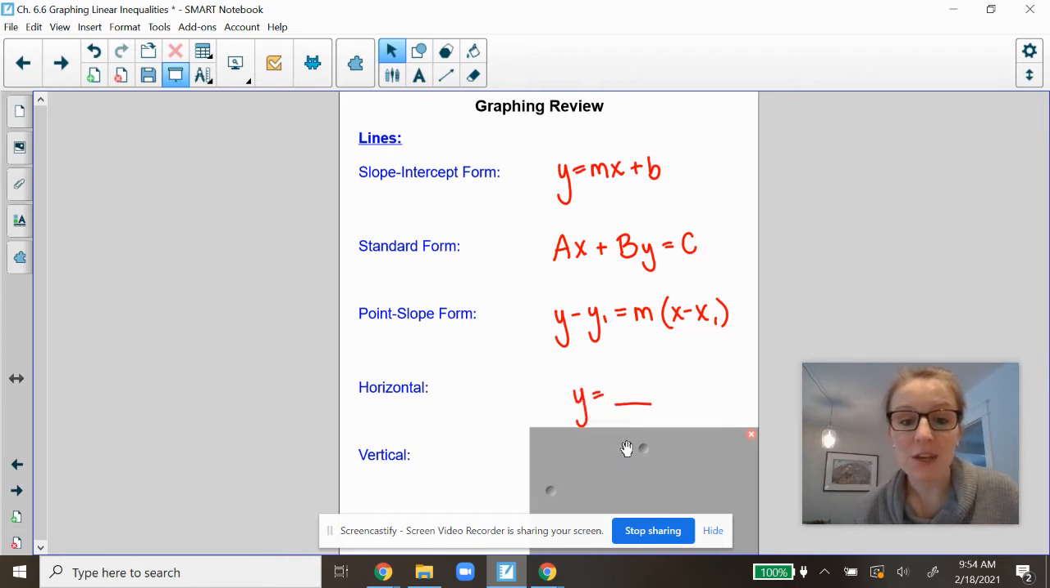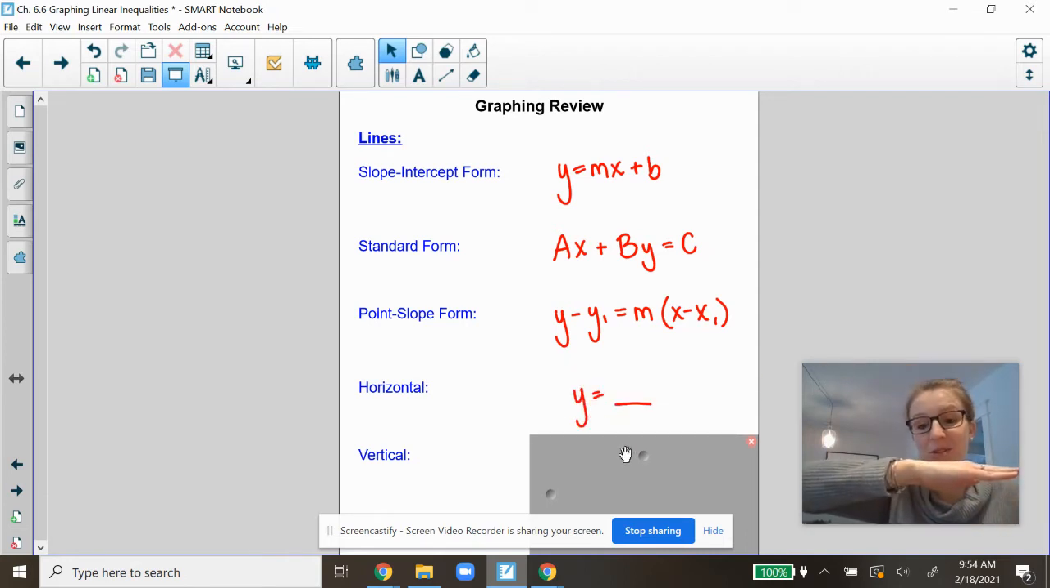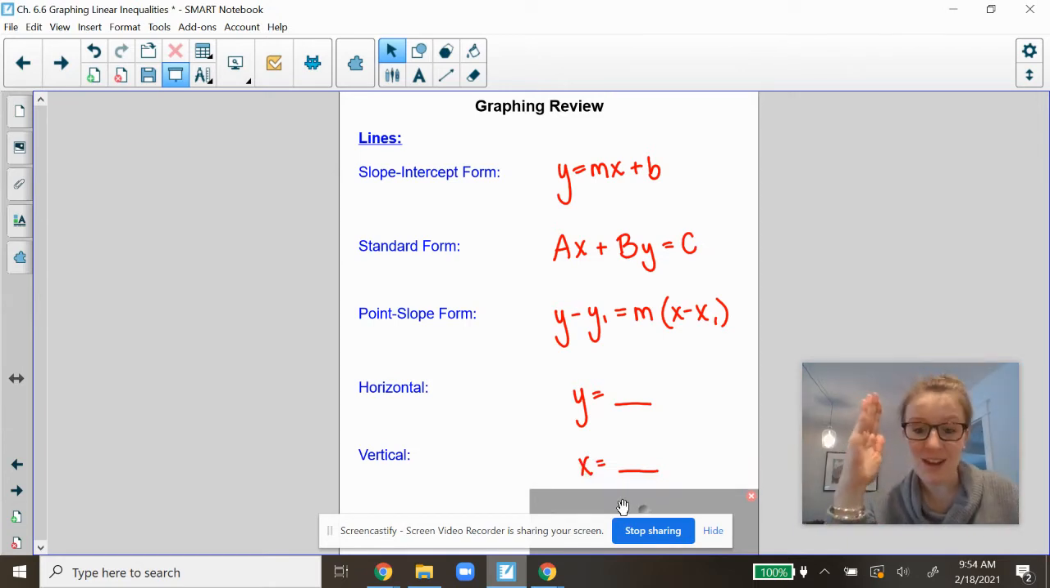You've learned about horizontal lines, with slope zero. This is zero fun, and it's going to be y equals some specific number. You've also learned about vertical lines, and that's with an undefined slope. Again, thinking about slope, and that's when you write x equals a number. So you've learned a lot.